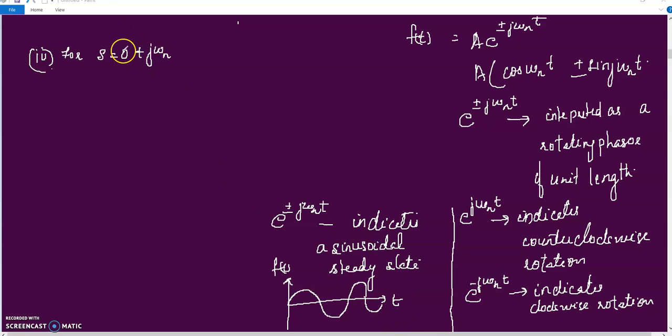Therefore, when s is on the imaginary axis, we can represent it like this. This is the S-plane and this is the f(t). Time domain behavior: when s is on the imaginary axis, the time domain behavior will be a sinusoidal steady state.